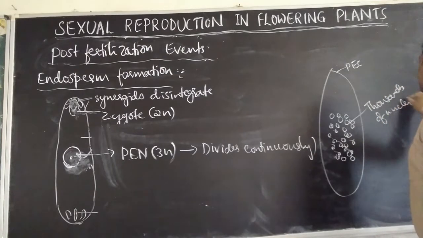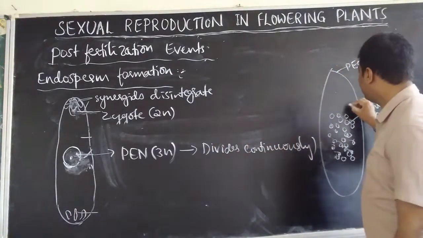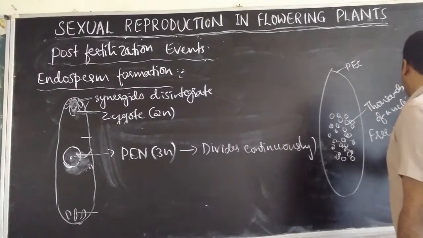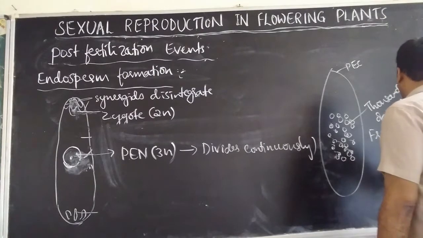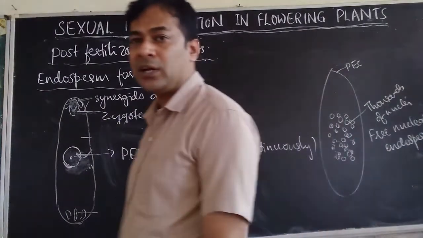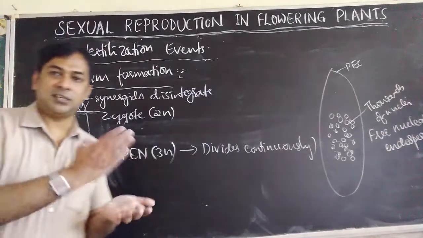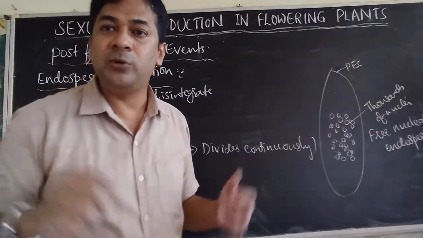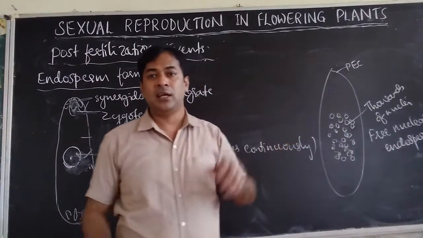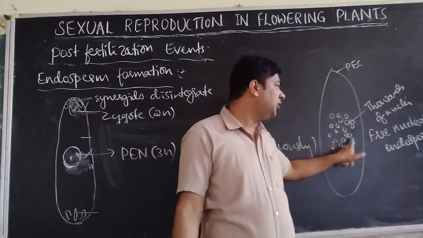nuclei, and all these nuclei are separated from each other. They don't touch. That is why it is called free nuclear endosperm. Free nuclear. The name only says all the nuclei are free. How many nuclei will be produced? One PEN, that is one primary endosperm nucleus, divides continuously and produces thousands of nuclei. So one primary endosperm cell contains thousands of nuclei, and all the nuclei are separated from each other, so they are separate. That's why it is called free nuclear endosperm.